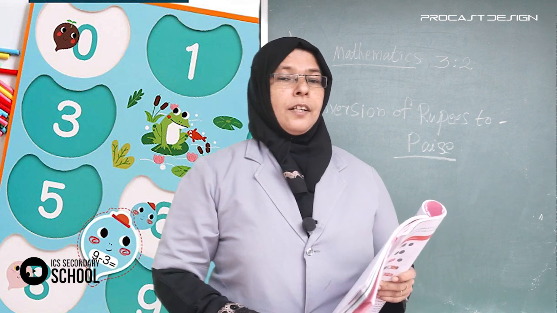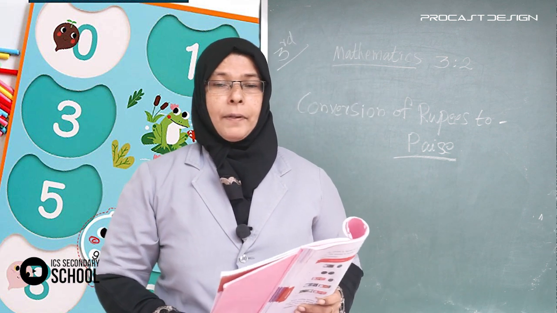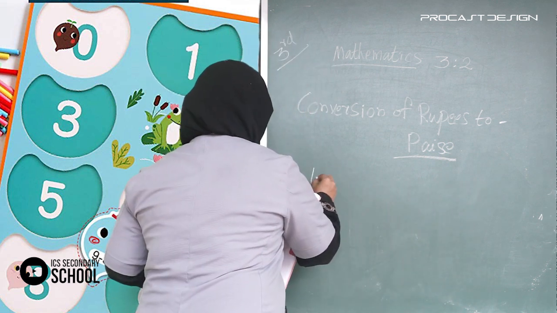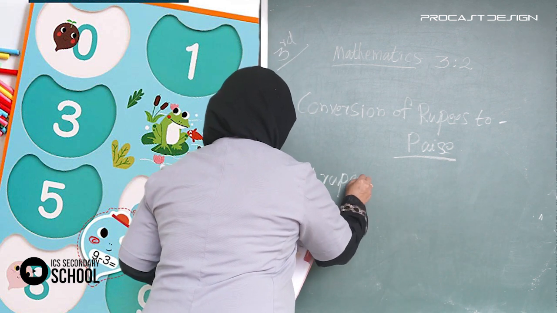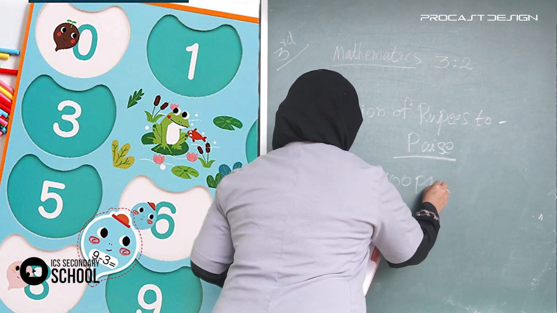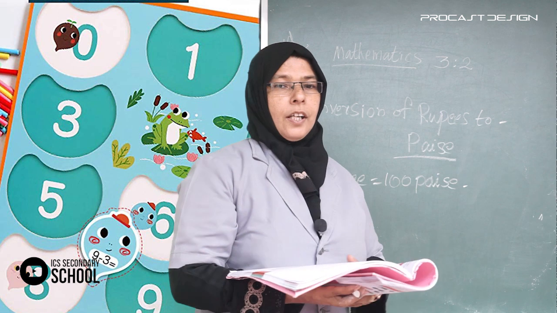To convert rupees into paise, multiply the number of rupees by 100. Listen. 1 rupee is equal to 100 paise. All of you listen carefully and write it in your notebook.